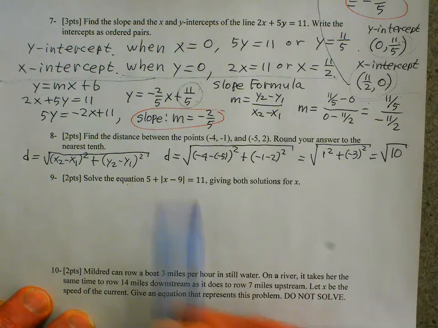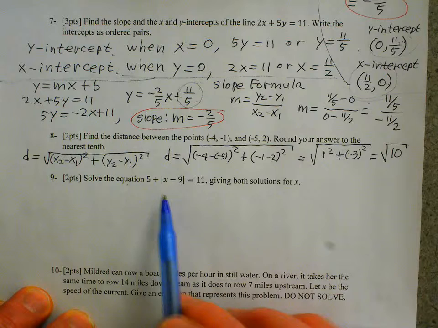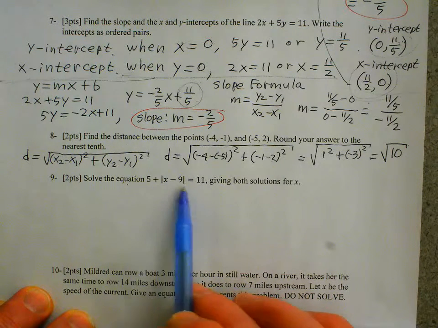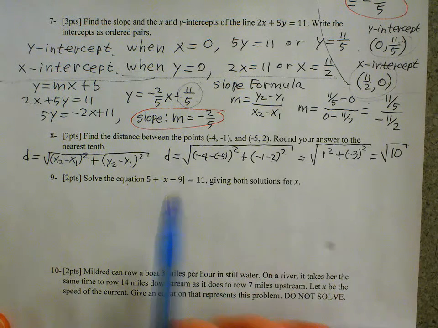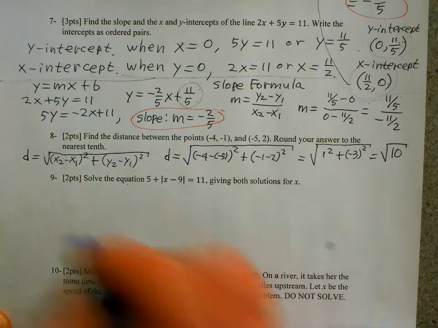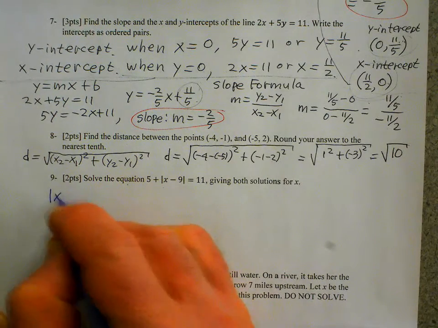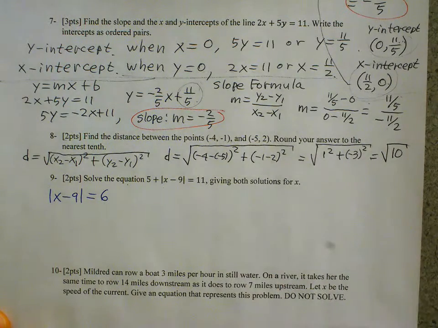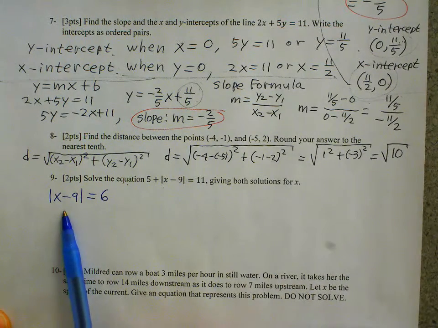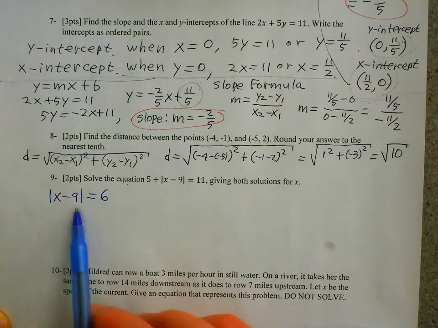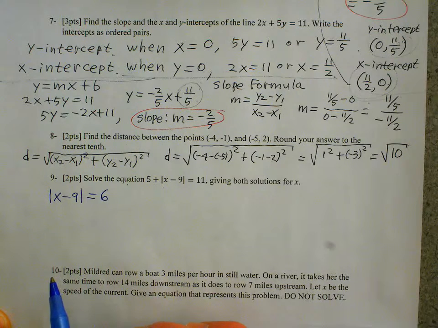We should go through the process. When solving an absolute value equation, we want to isolate the absolute value first. So the first step is to subtract 5 from both sides. So we get the absolute value of x minus 9 equals 6. And then if the absolute value of a number is 6, then that number could be +6 or it could be -6 if its absolute value is 6.